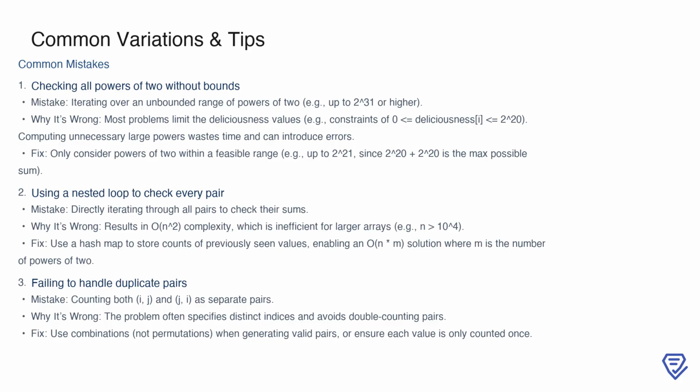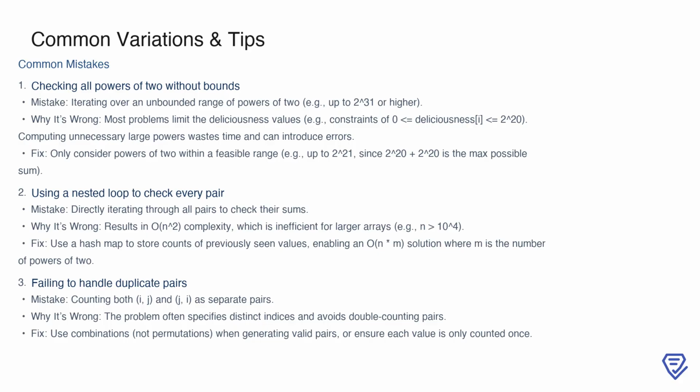Another frequent mistake is using a nested loop to check every pair of deliciousness values. This results in an n squared complexity, which becomes impractical for larger arrays. A better approach is to use a hash map to keep track of previously seen values, enabling you to solve the problem in n*m, where m is the number of relevant powers of 2.